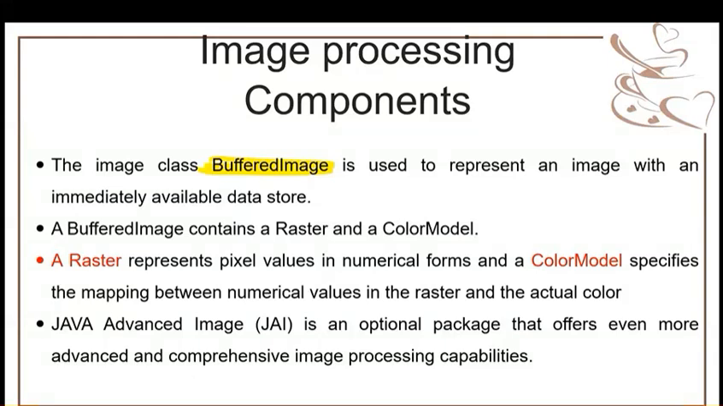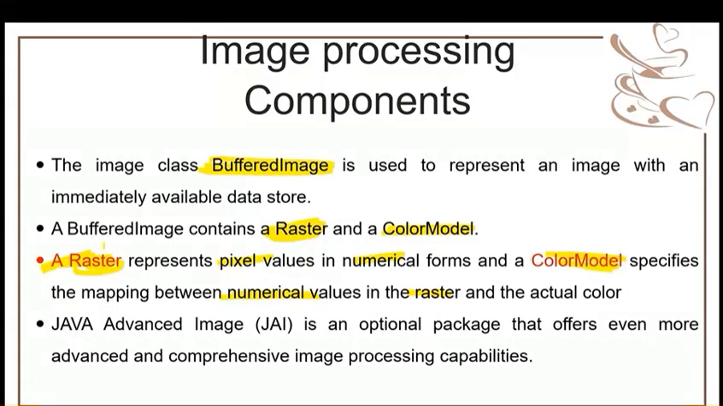The BufferedImage contains both the raster and the color model. The raster is nothing but the data, representing the pixel values in numerical format. The color model specifies the mapping between the numerical values and the raster. You can have a color model of grayscale, or of standard RGB or linear RGB. The raster holds the values of the pixels, the values of the matrix.